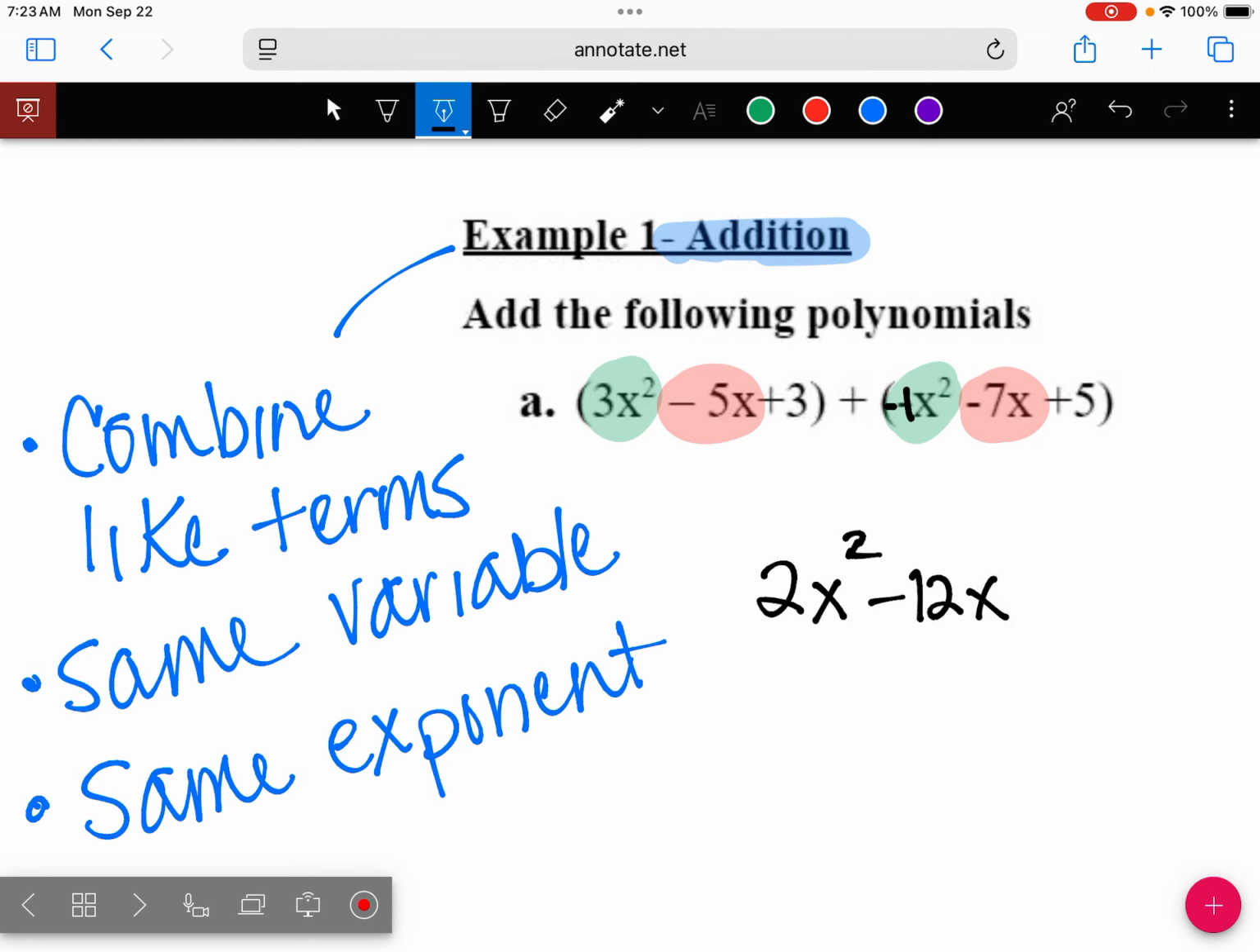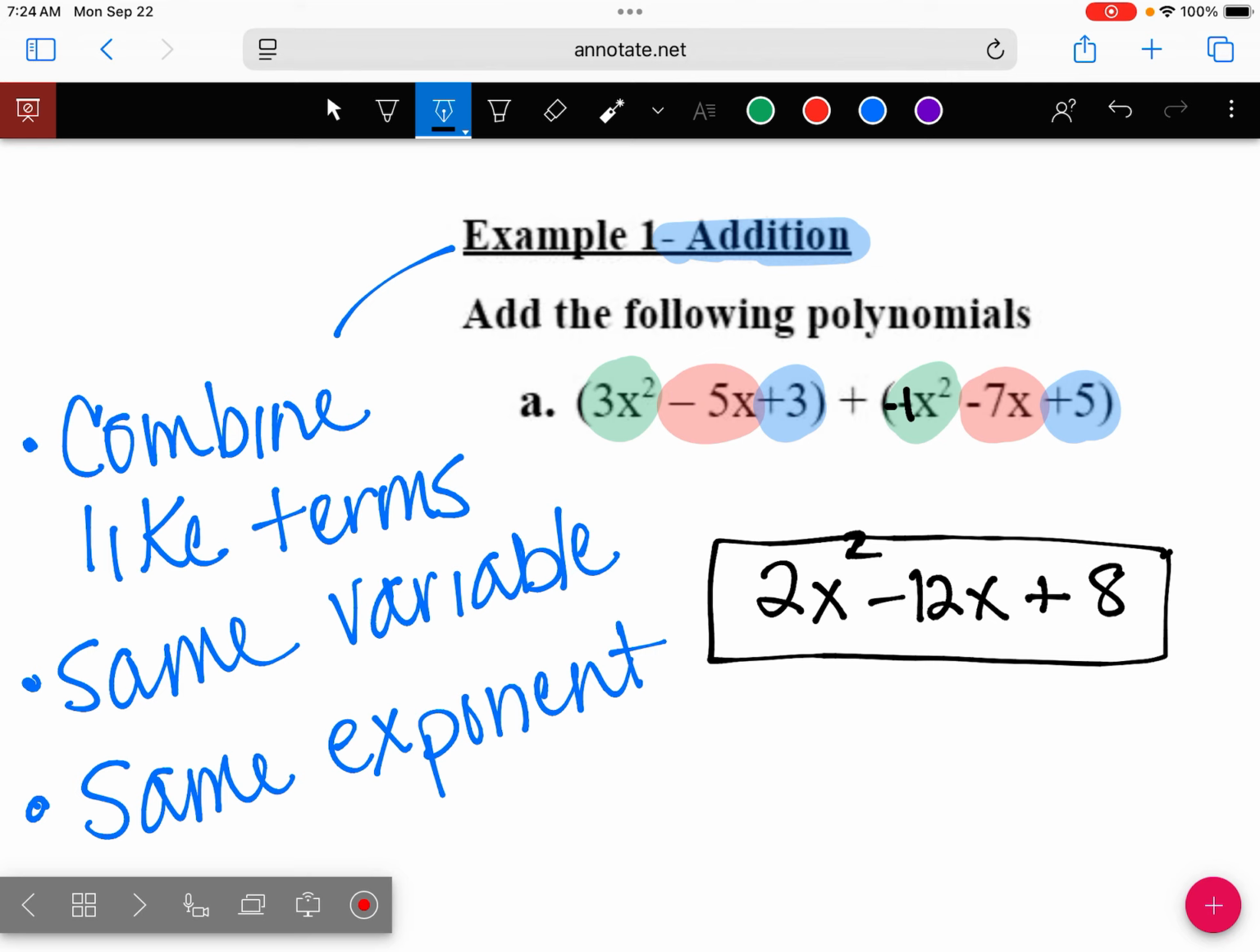And then lastly, I have 2 numbers that don't have variables, and that's 3 plus 5. What's 3 plus 5? I said the answer, sorry. And 3 plus 5 is 8. I do that sometimes. My brain is just working a little bit faster. And that would be your answer.